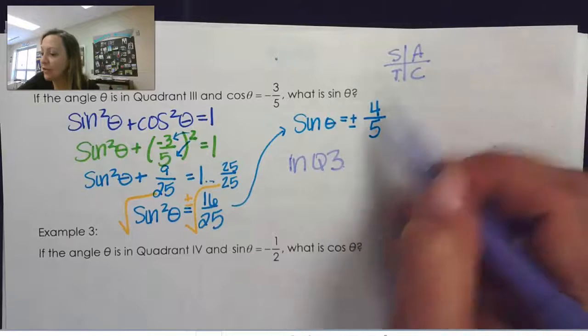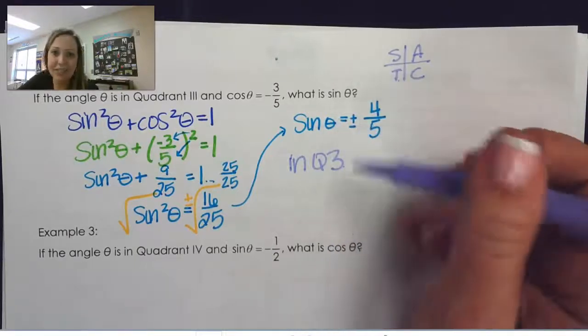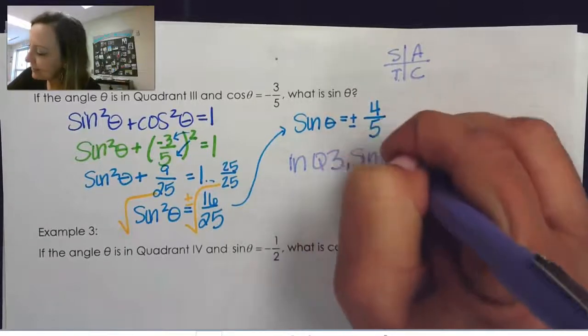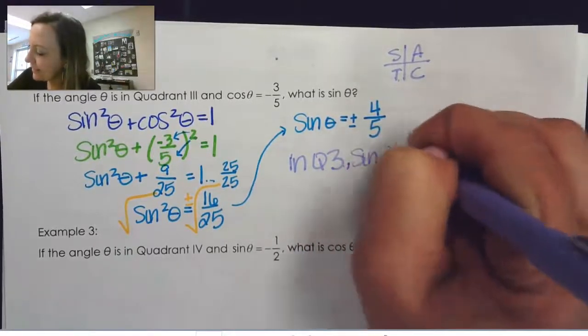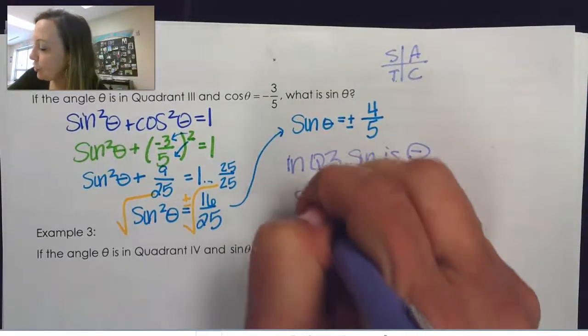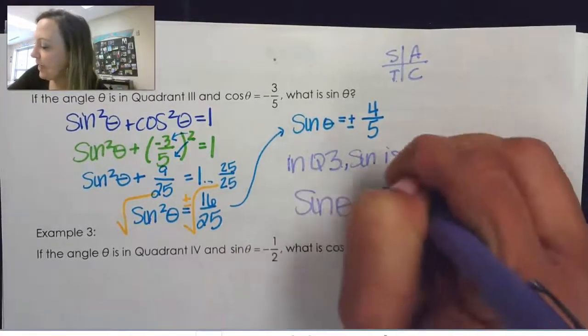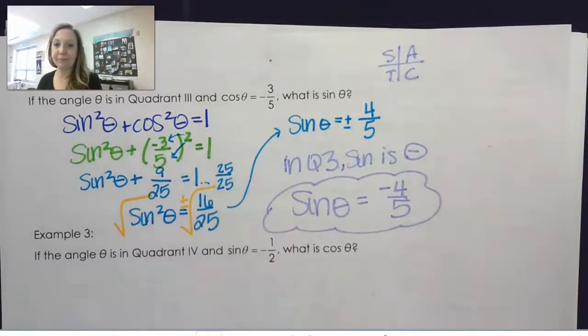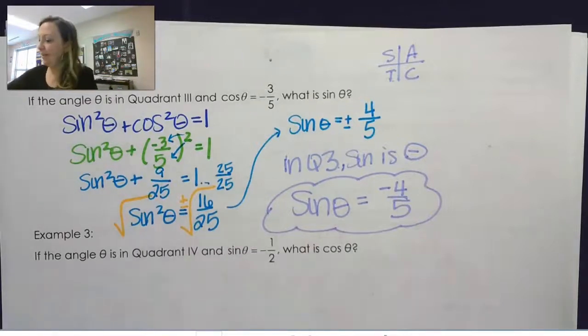So that means in quadrant 3, that sine is not a tangent function. So we know that in quadrant 3, that the sine is negative. So what that means is that we're going to choose the negative value, and our answer will be -4/5. And that's what we'll be doing, okay?